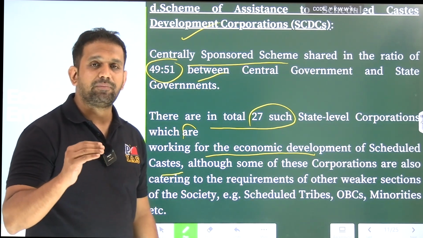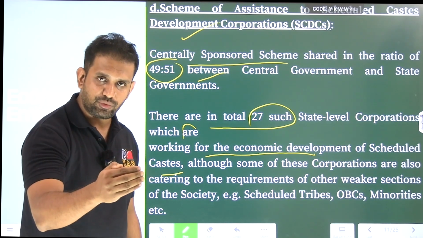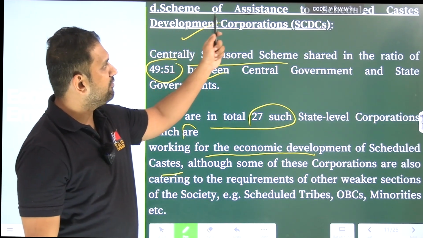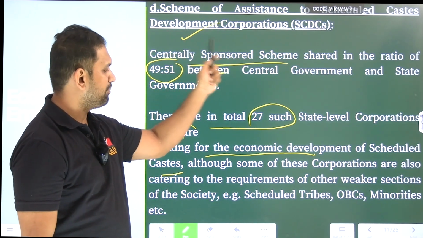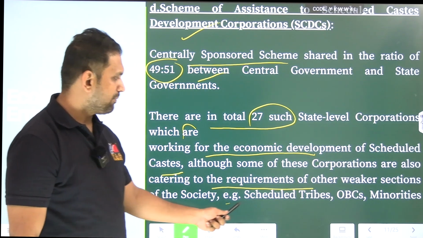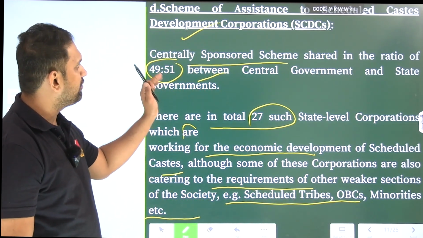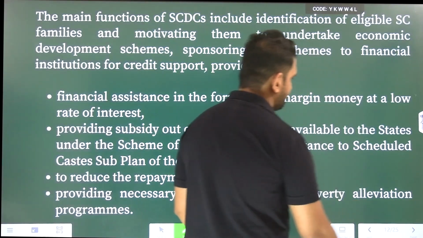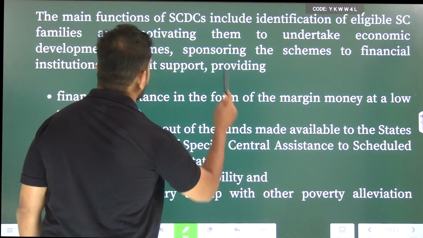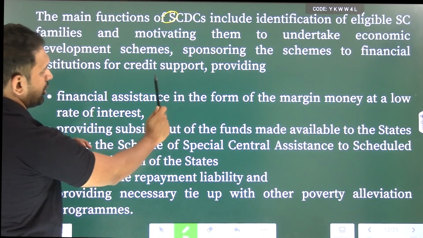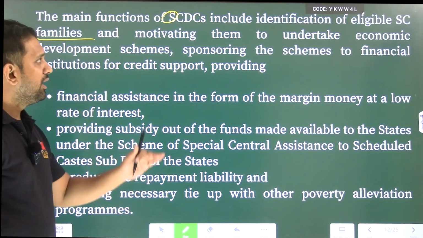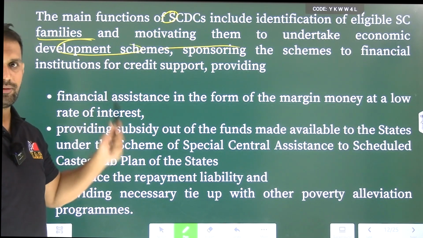Economic development means giving them again loans, giving them some machinery to do the work, farm mechanization of their farmland, etc. Okay. So the scheme for assistance of Scheduled Caste Development Corporation is also there. Only weaker sections of the societies will be covered under it, for example scheduled tribes, OBCs, minorities, all will be covered. The main function of Special Assistance for Scheduled Caste Development Corporation includes, first of all, identifying the SC families and motivating them to undertake economic development schemes and promoting them.